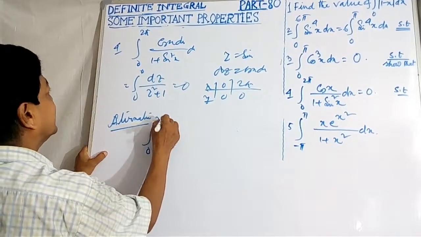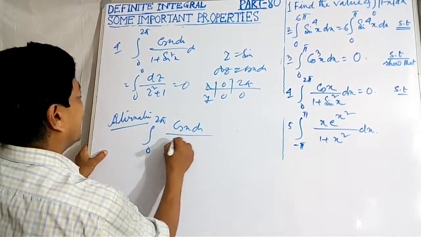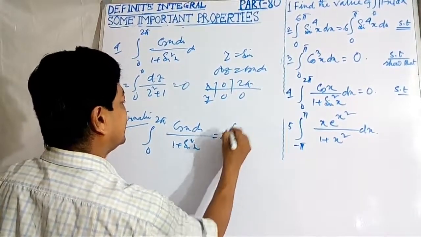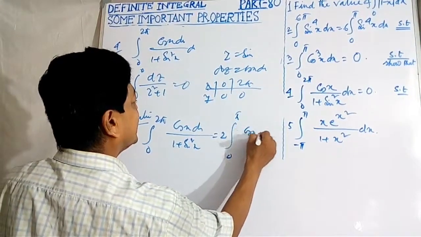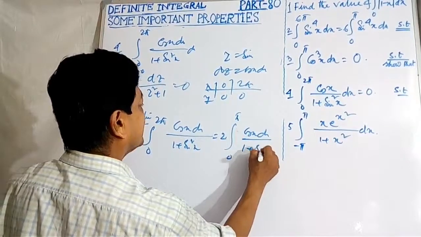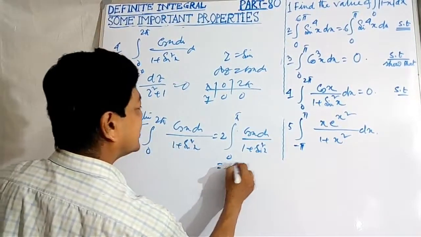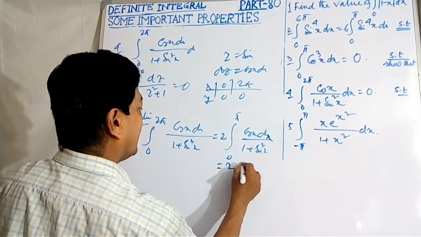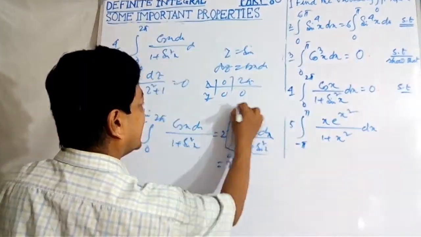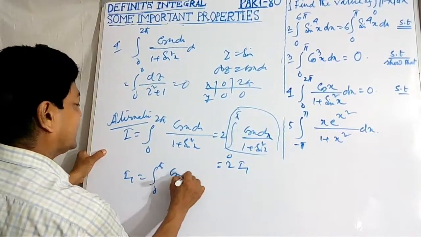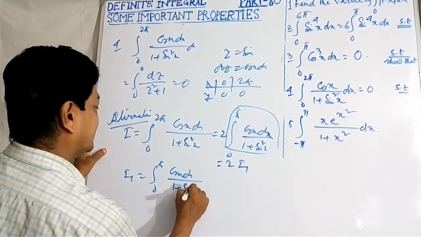The integral from 0 to 2 pi of cosine x dx by 1 plus sine square x, and using the property this can be written as 2 into the integral from 0 to pi of cosine x dx by 1 plus sine square x, and so this equals 2 into I1. Now I1 equals the integral from 0 to pi of cosine x dx by 1 plus sine square x.